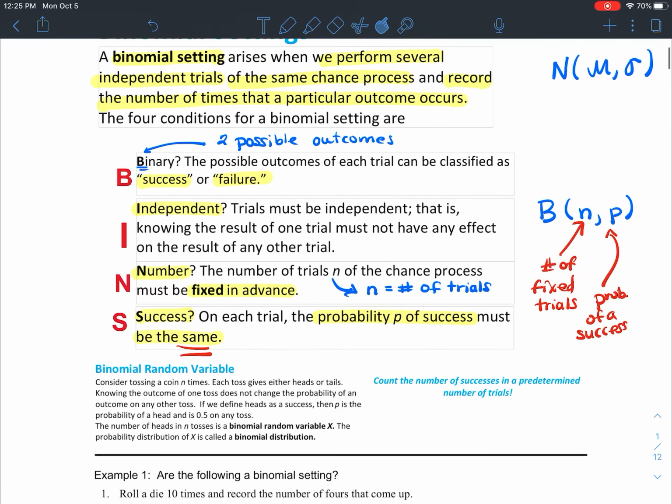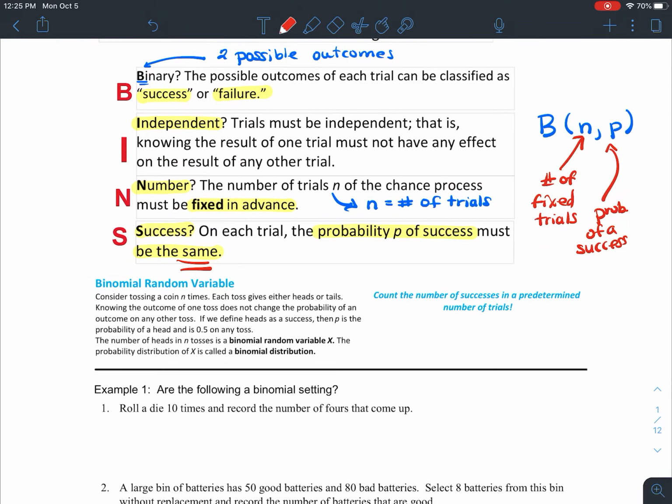Okay, so let's take a quick look at a pretty common binomial setting, and that is really just flipping a coin. It says here, consider tossing a coin n times. So they would have given us a number there and told us how many times we're going to toss. That's the N for the fixed number of trials. It says each toss gives either a heads or a tails. That's the B, binary. There are two options there. It says knowing the outcome of one toss does not change the probability or outcome of the other toss. That meets the independence condition. And then if we were to define, say, heads as being the success, then p, the probability of heads, would be 0.5 on any toss. That would be the S for the probability of a success being the same.